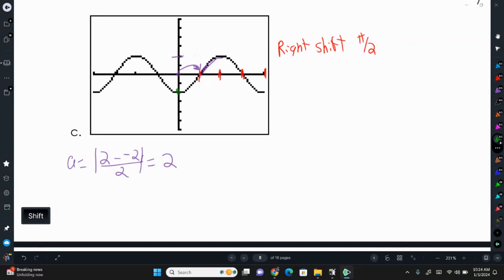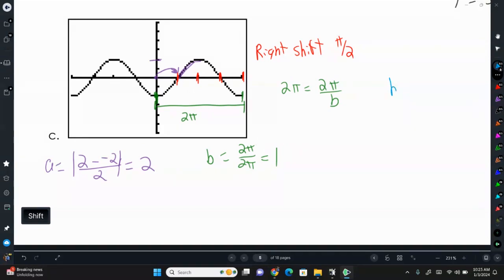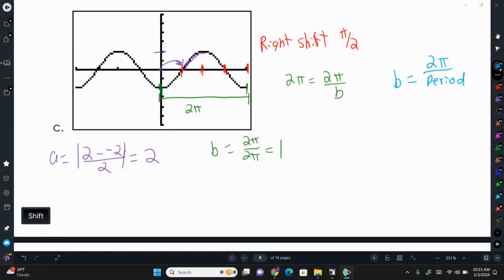Now our period. So again, here's our minimum. Here's another minimum. What's this distance? Well, that's going to be 2 pi. So our B value is going to be 2 pi over 2 pi, which is 1. So you could write it that way, or you could say 2 pi equals 2 pi over b, and then multiply both sides and solve it that way. But another way you could do it is your b value will always be 2 pi divided by the period. That will give you b. In this case, it was 1 again.